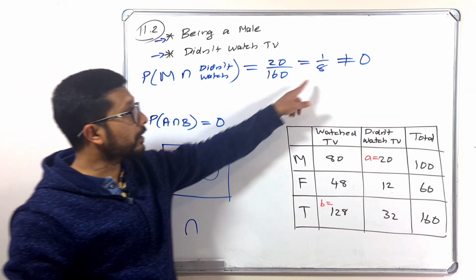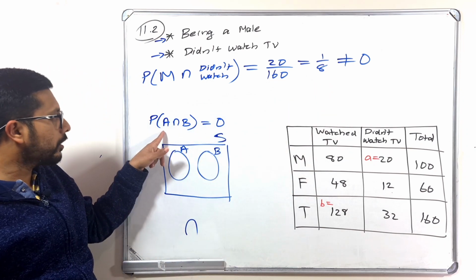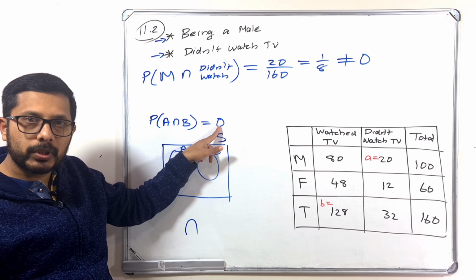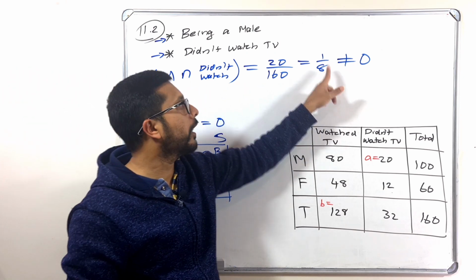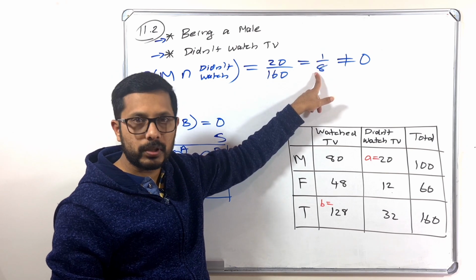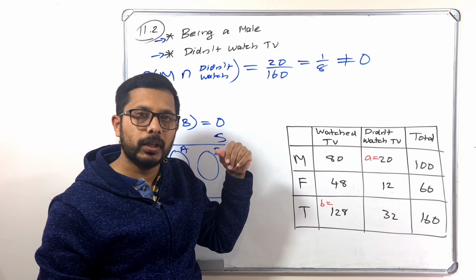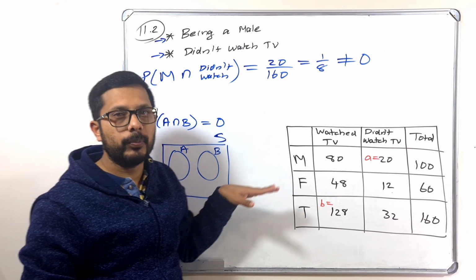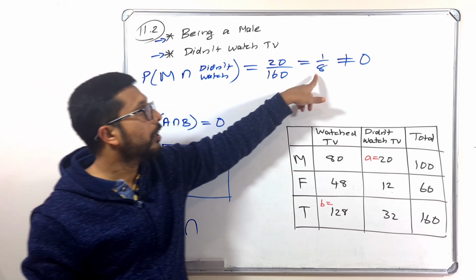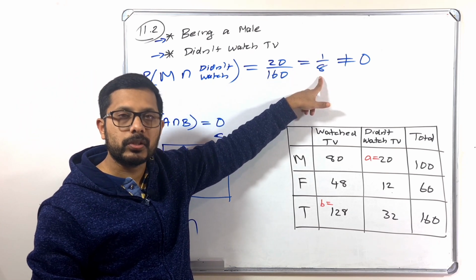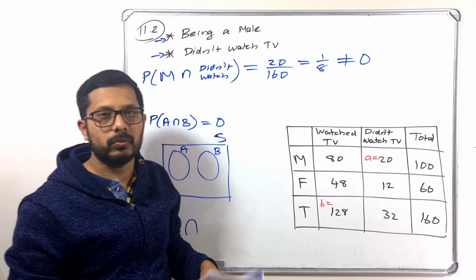If you are getting the answer as 0, then we can say that it is mutually exclusive, because if it is mutually exclusive, the answer you are supposed to get is 0. Are we getting the answer 0 here? No, we are getting the answer as 1 over 8. It is not 0. So is it mutually exclusive or not? It is not mutually exclusive, because when we try to find the common section, we are getting 1 over 8. If you are not getting 0, then it is not mutually exclusive.